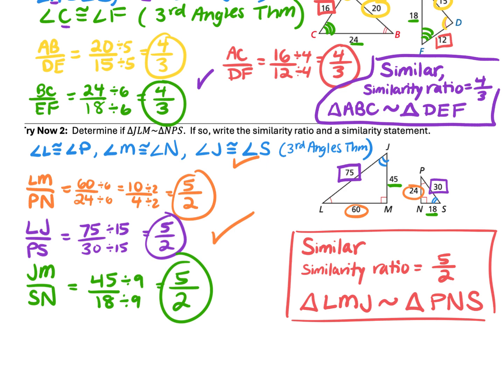The ratio is 5/2. And then for the similarity statement, there's a lot of different ways that you can write it. The key is that the L and the P have to be in the same spot. So notice how I have L first, P first, and because they're congruent and corresponding parts have to be in the same position, M and N have to be in the same position, so I put M here and N there. And then J and S have to be in the same position. So J, S. Now you could reorder them differently as long as the corresponding angles are in the same positions.